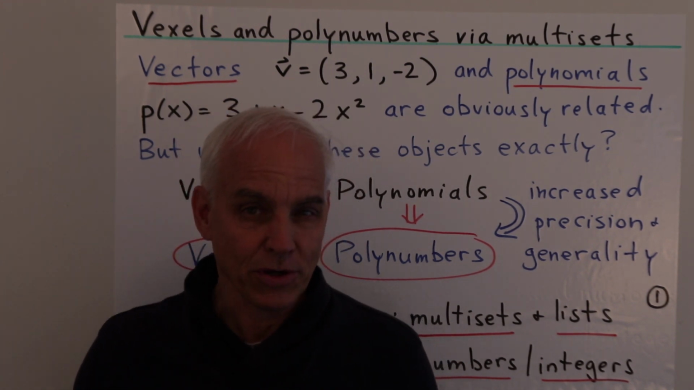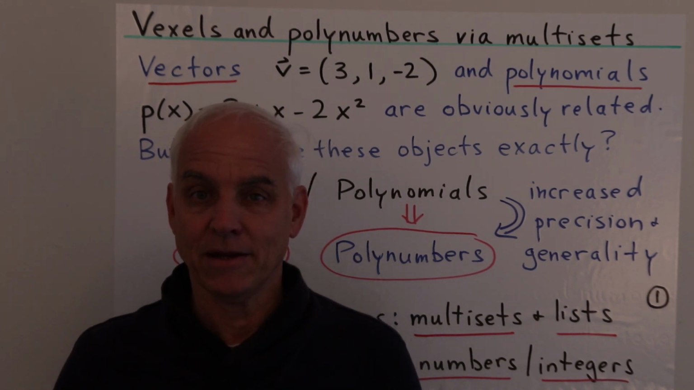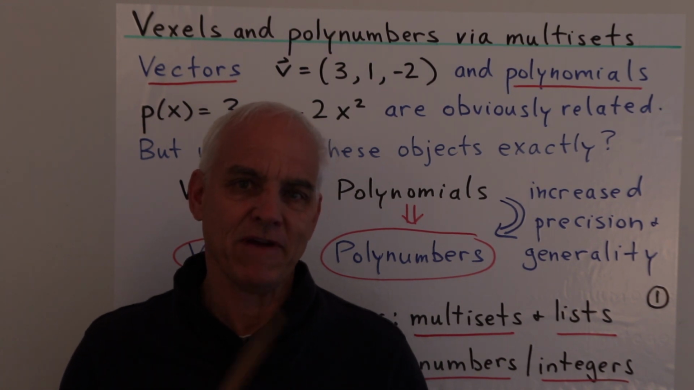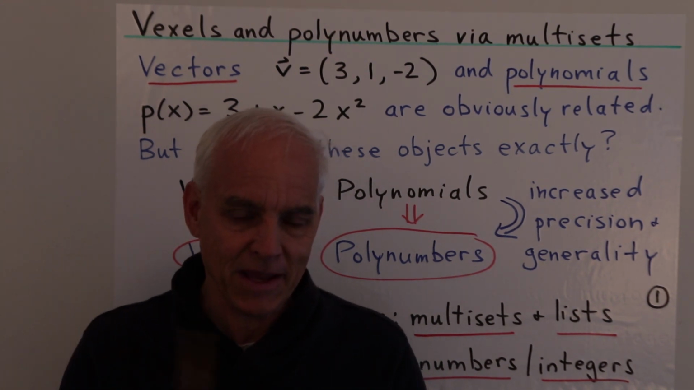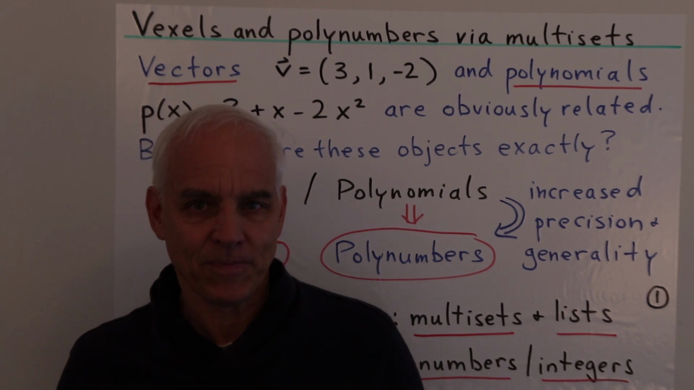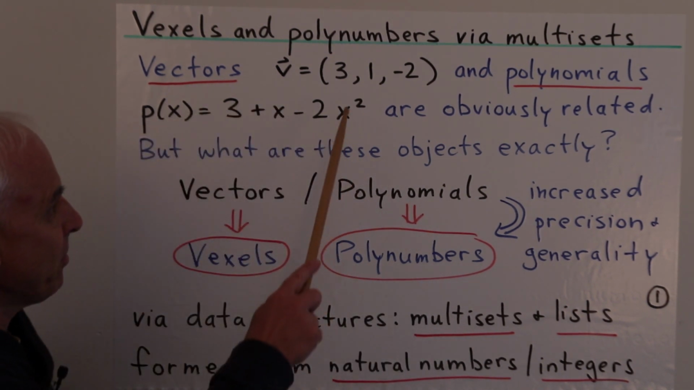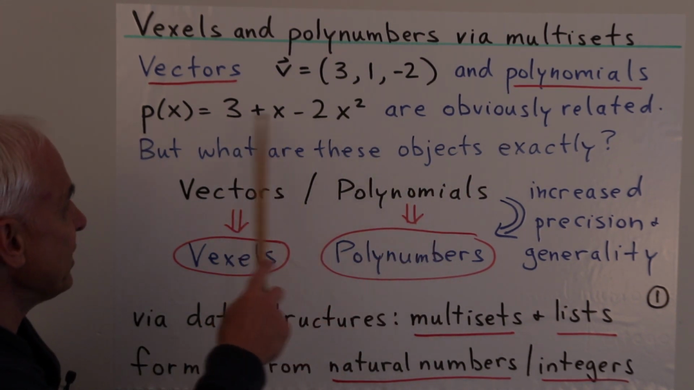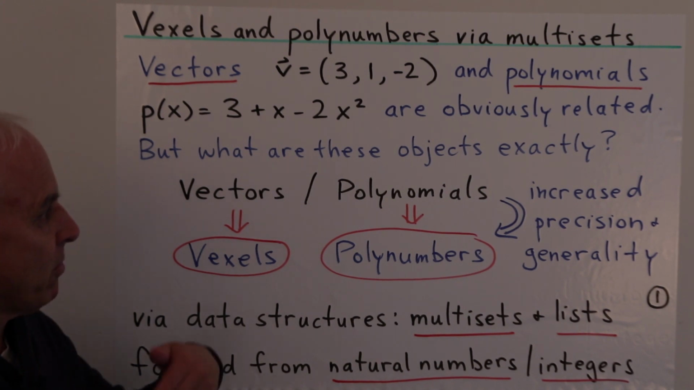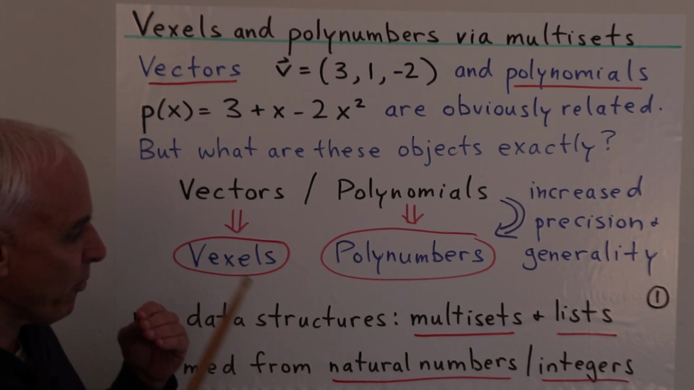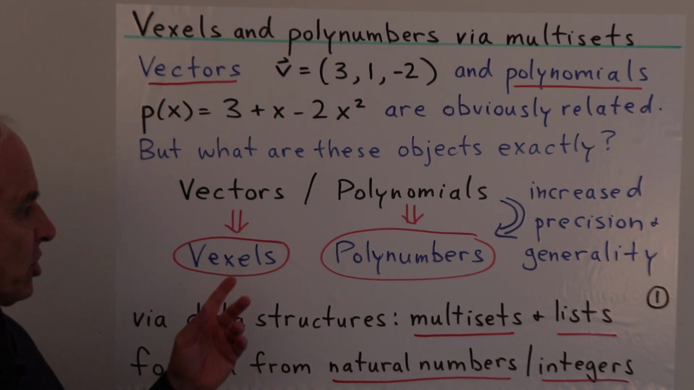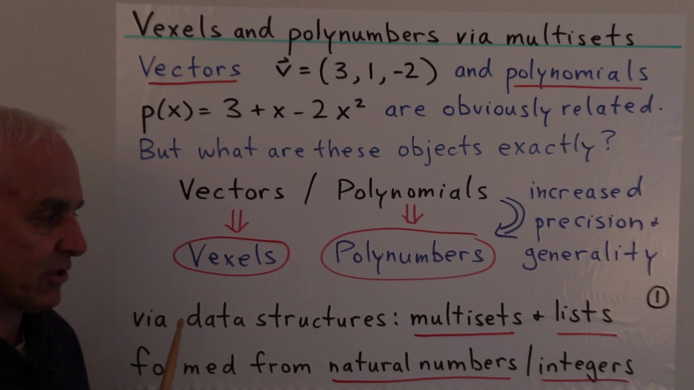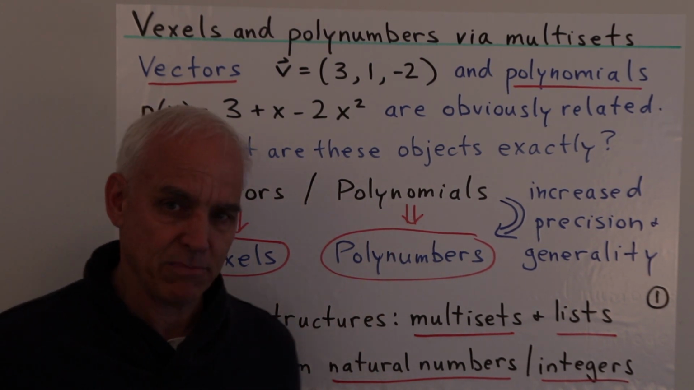In today's video we're going to look at polynomials from a new point of view. We're going to introduce things called polynumbers, which are a kind of variant or more precise way of thinking about what a polynomial is. So we're going to move from the traditional view of vectors as n-tuples and polynomials as expressions in some variable x. We're going to move from that to a more precise understanding, which is going to be encoded by these new kinds of objects called vexels, which are going to replace vectors, and polynumbers, which are going to replace polynomials for us.